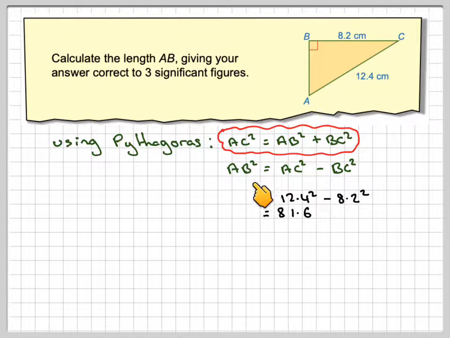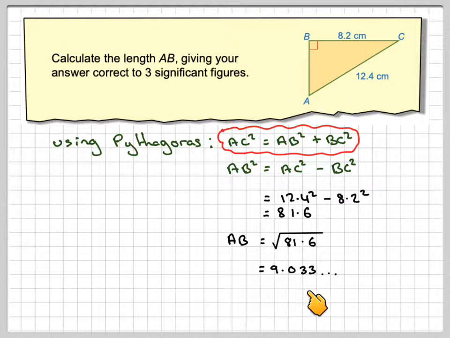But that gives me AB squared. I need to find AB, so I need to take the square root of 81.6. Again, on my calculator will give me 9.033. Answer to 3 significant figures. That 3 has no effect on that 3, so the correct answer will be 9.03 centimeters to 3 significant figures.